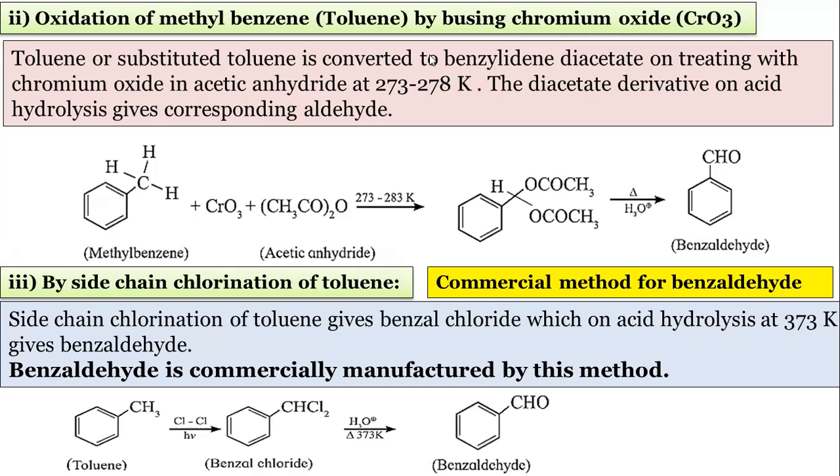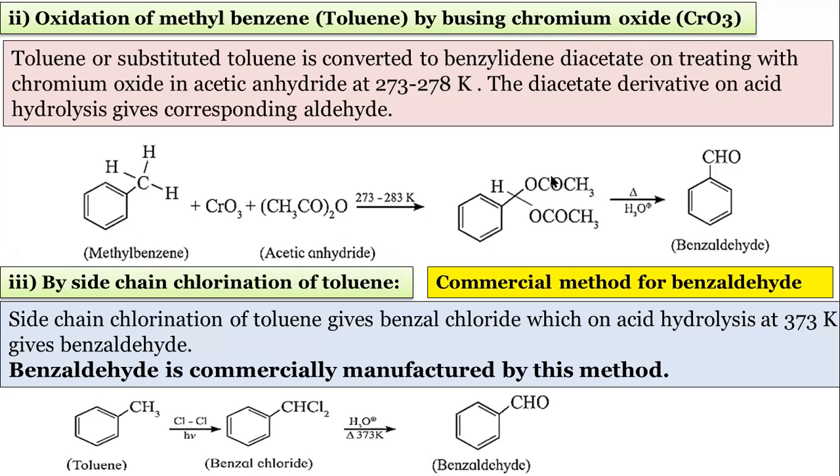Then oxidation of methyl benzene by using chromium oxide. The toluenes are also oxidized by using one oxidizing reagent that is called chromium oxide. It is also called chromium anhydride. So methyl benzene, it is a toluene plus CrO3 in presence of acetic anhydride. The temperature condition is 273 to 283 K. It is very low. Temperature conditions are very low.